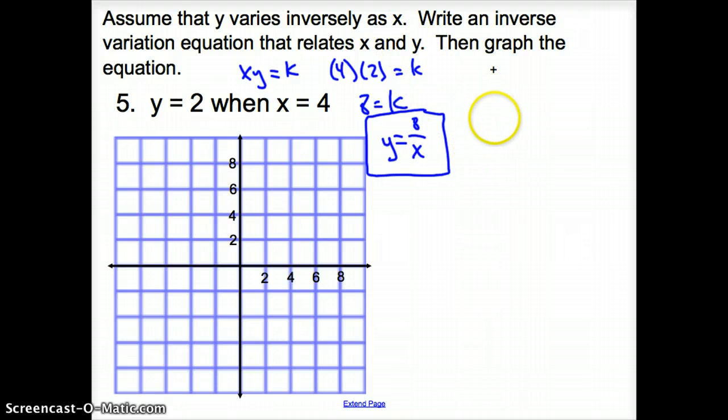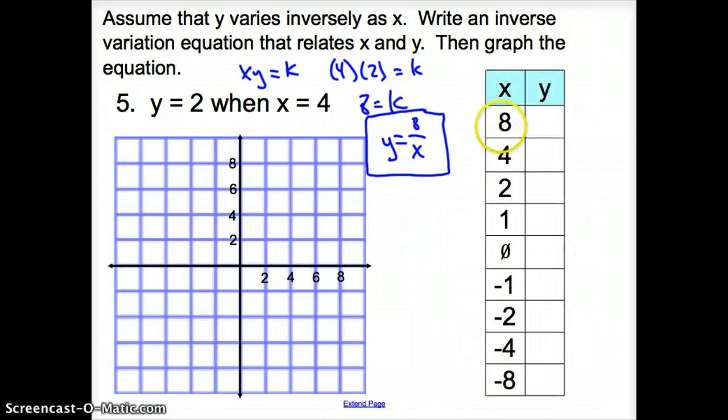When we graph this, ladies and gentlemen, I want your x values to start with whatever you multiply to that number. So if it's 8, your x value is going to be 8. And our y coordinate is going to be whatever you have to take times that 8 to get your k. Since my k was 8 here, my x is 8, my y is going to be 1, because 8 times 1 is 8.